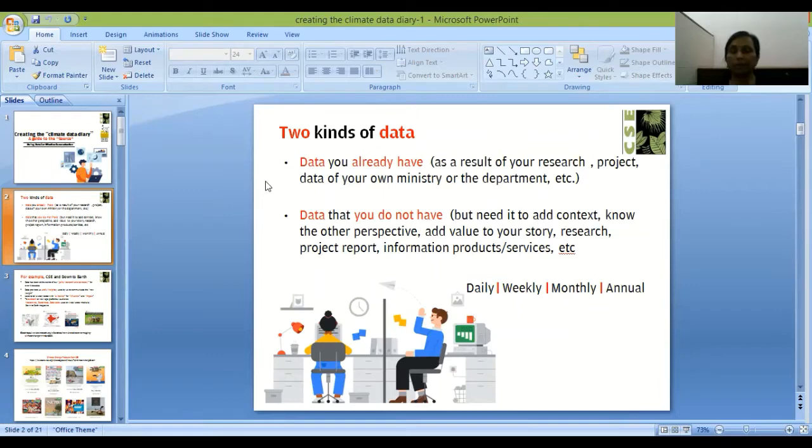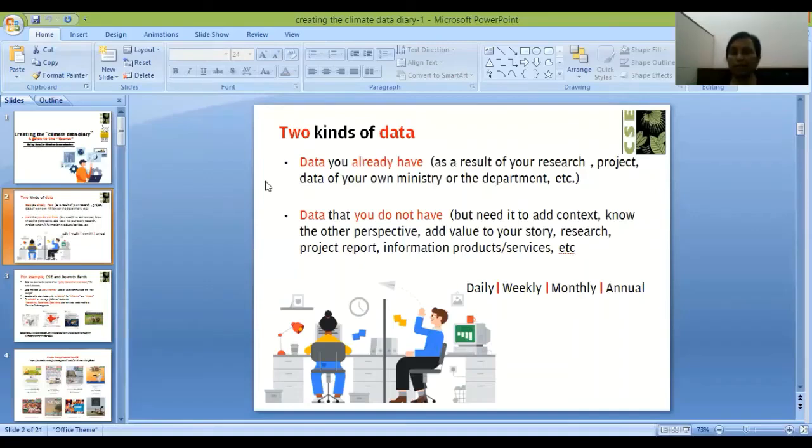But we also have to know what is happening on the other side. And which means we need to have access to data that we do not have. And we need this because we want to add another perspective to our own research. If you are a journalist, you want to add additional value to your story. If you are again a project officer, you want to have different perspectives in your project report. And many other reasons behind this.